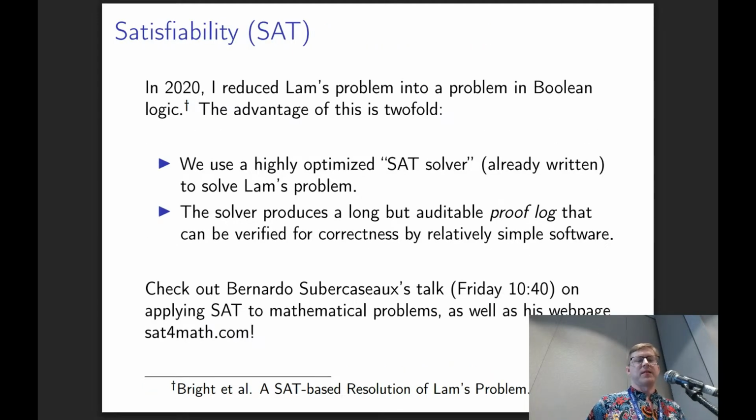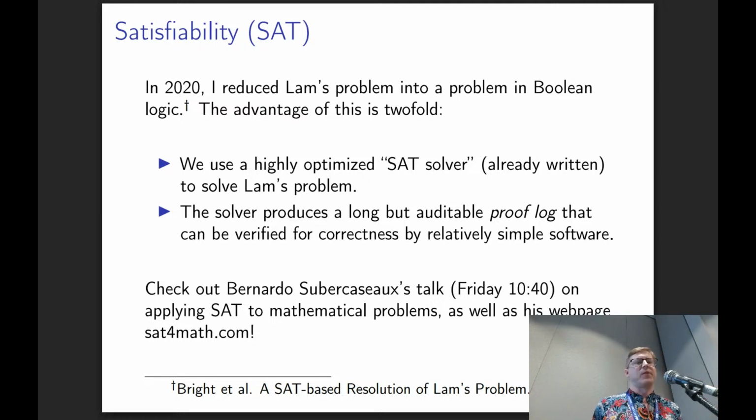Okay, this is where I entered the picture. And what I did was maybe a strange thing, at least at first it sounds like a strange thing. I reduced the problem to one in Boolean logic. I constructed this enormous logic puzzle, which has a solution if and only if the projective plane of order 10 exists. So it's just a statement in Boolean logic, although it's an enormous statement.